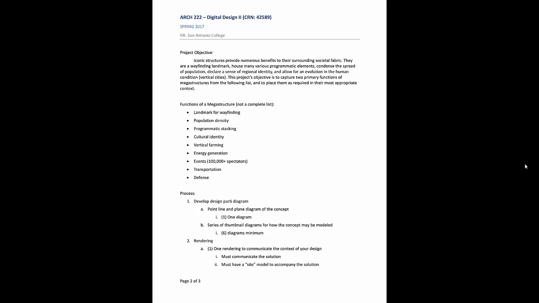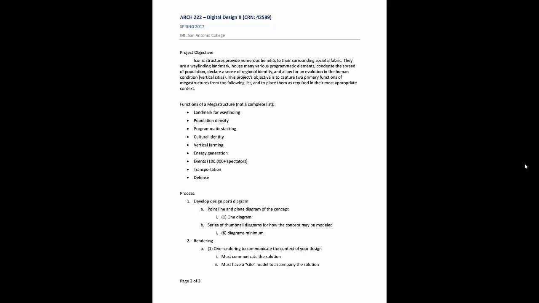And defense structures or military structures or space structures, whatever you want to think of it as, we can go there with this project. Okay, so when I say this is not a complete list, it really is truly not a complete list. Anything you can fathom as a megastructure, I want you to exhaustively think through the possibilities of how we can approach the human condition in our design. Any questions so far?